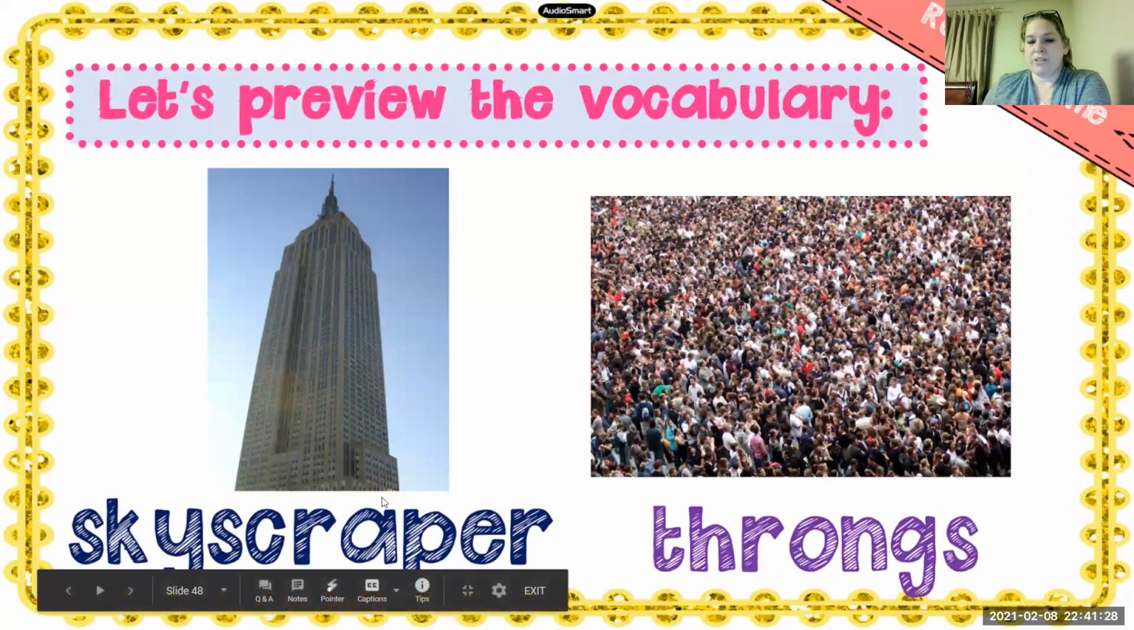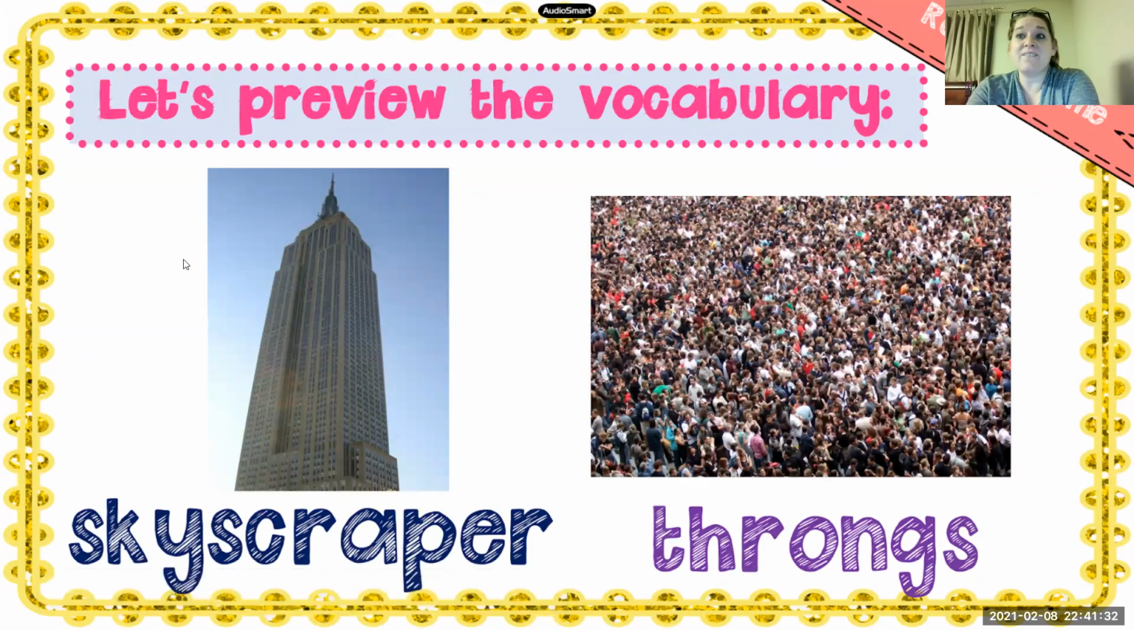So let's go over some vocabulary. A skyscraper is a very tall building, very, very tall, okay? Throngs. If you look at this picture very carefully, you will be able to see that those little dots are all people. And so a throng is a large group of people, okay?